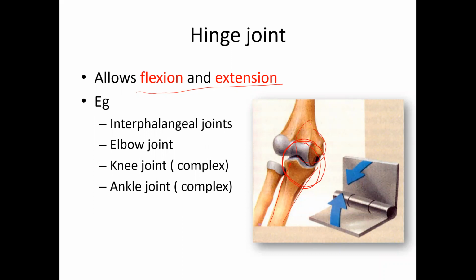And then of course the interphalangeal joints of your fingers. If you bend and straighten your fingers, that is where you find a hinge joint. And then the knee joint, it is a complex one, and the ankle joint proper is a hinge joint. So hinge joints are the commonest type: interphalangeal joints, elbow, knee, and ankle.